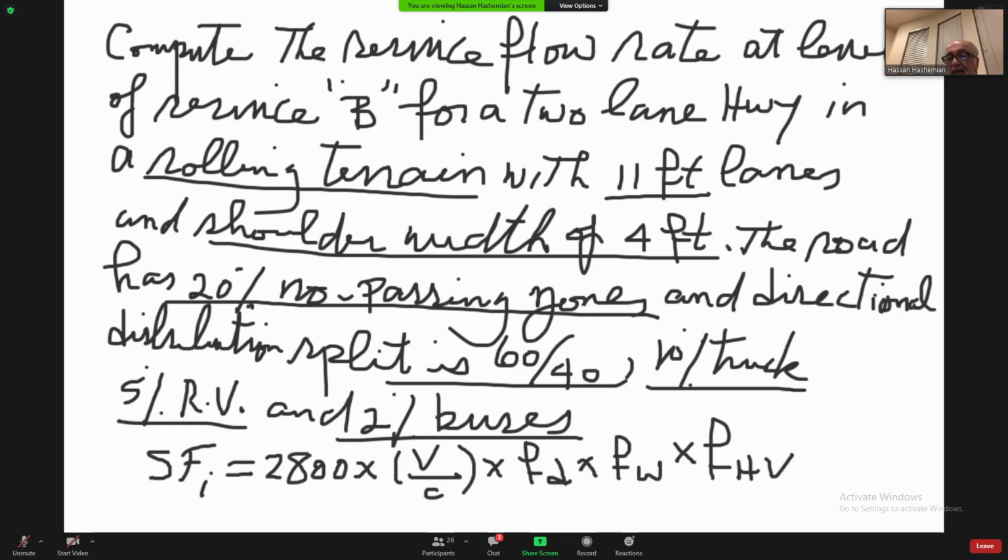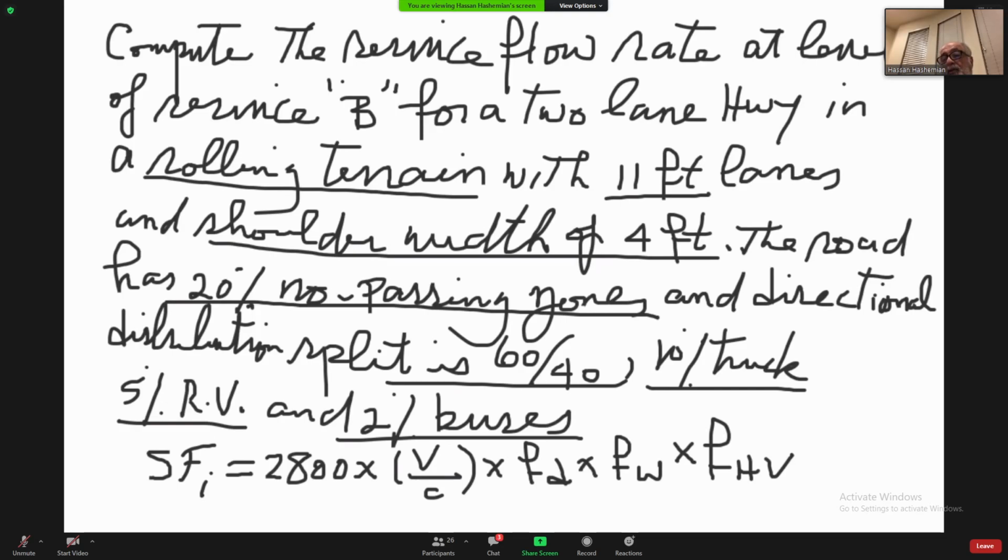Your F sub D is your directional split. So if the directional split is 50-50, which we had under ideal condition, your F sub D will be equal to 1. But since it is 60-40, that means 60% of people going one direction, 40% coming the other direction, that F sub D is going to change. So it's not going to be equal to 1. It's going to be less than 1.